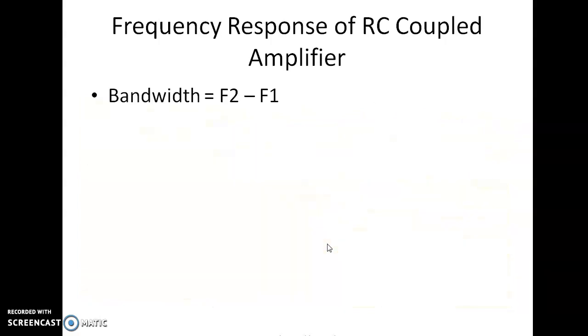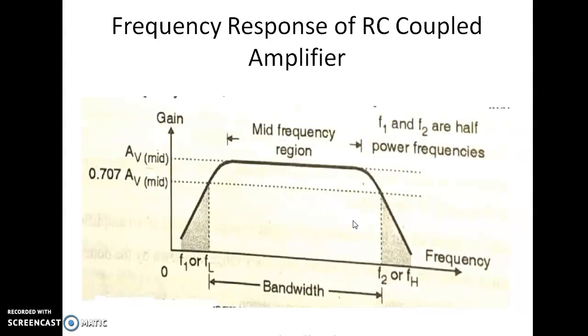So we can say bandwidth is the difference between the upper frequency minus the lower frequency. In that case, the upper frequency is FH and the lower frequency is FL. So FH minus FL, the upper frequency minus the lower frequency, is the bandwidth of an amplifier.